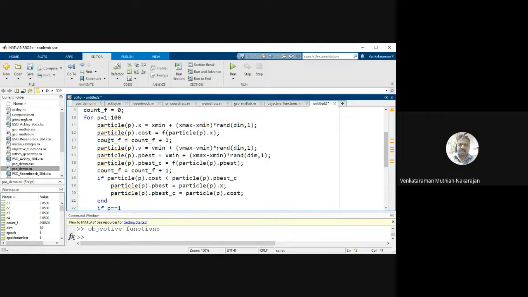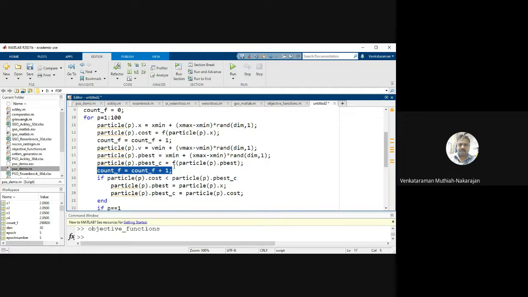And we have defined the velocity for each individual particle, and each individual particle has a personal best, as described by this line. Each personal best also has a cost associated with it, represented by particle p best underscore c, where I have evaluated the personal best. Every time I invoke the function, I have to keep track of the count.